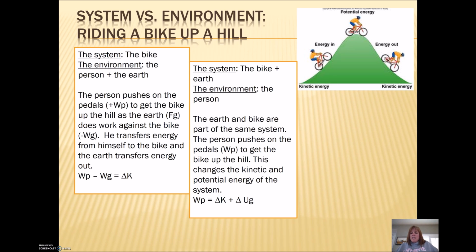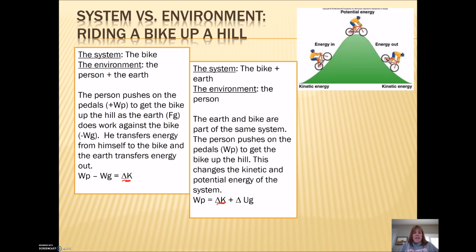Now, why would you do this? Well, sometimes, like if you're just given information about the force of the person pedaling, then you would want to use work is equal to a change in the energy of your system. Now, one thing I want you to notice is that this change in kinetic energy here is the same as this here. It's not like these values are going to be any different because we chose a different system.